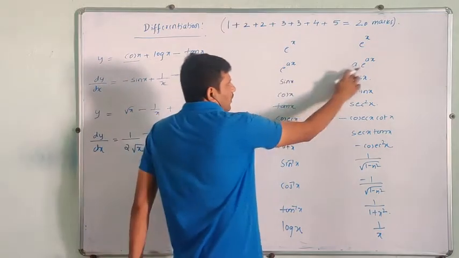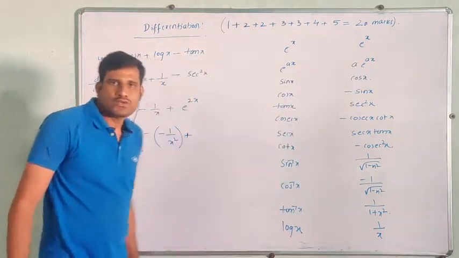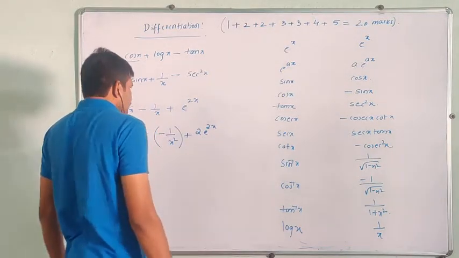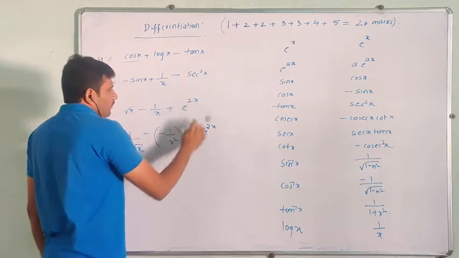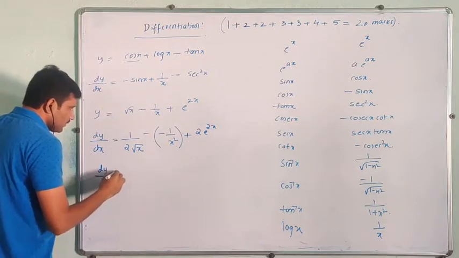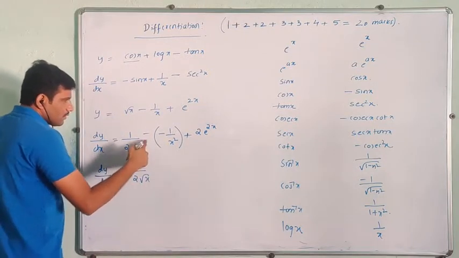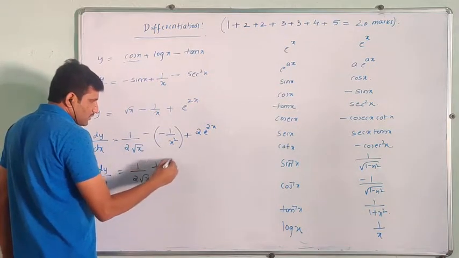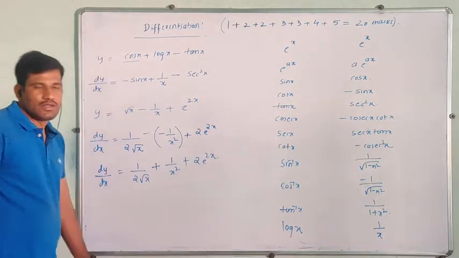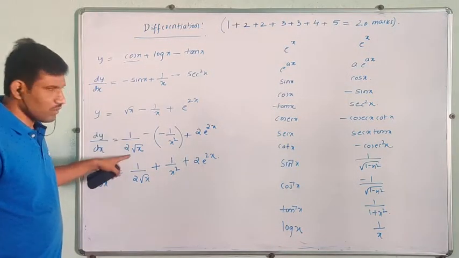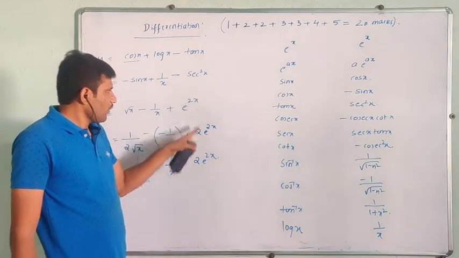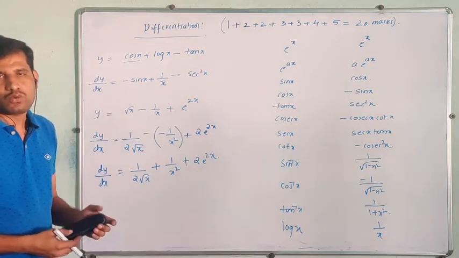The derivative of e raised to 2x. The derivative of e raised to ax is a into e raised to ax. The derivative of e raised to 2x is 2 into e raised to 2x. Therefore, dy by dx is equal to 1 by 2 root x, minus into minus, which is plus, 1 divided by x square, plus 2 into e raised to 2x. So the derivative of root x is 1 by 2 root x, minus as it is, the derivative of 1 by x is minus 1 by x square, and the derivative of e raised to 2x is 2 into e raised to 2x.